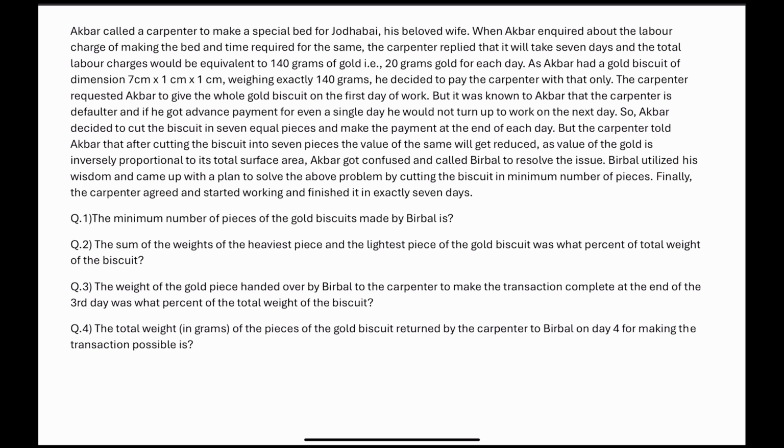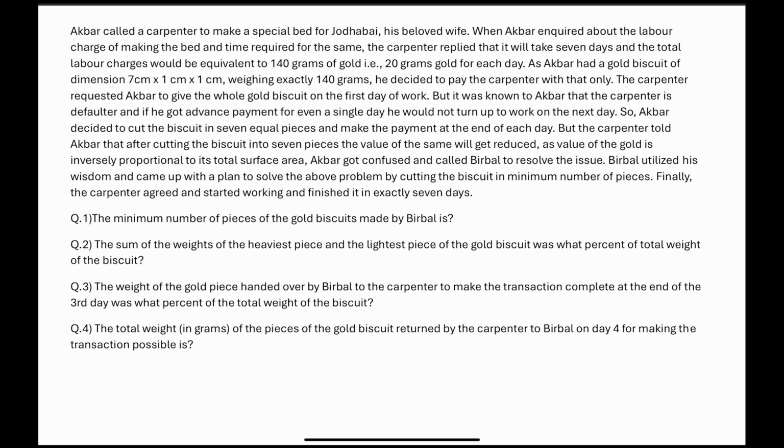So this question, let's read. Akbar called a carpenter to make a special bed for Jodha Bai. Okay, so his beloved wife. When Akbar inquired about the labor charges of making the bed and the time required for the same, the carpenter replied that it will take 7 days.